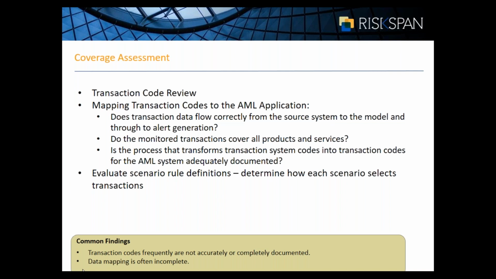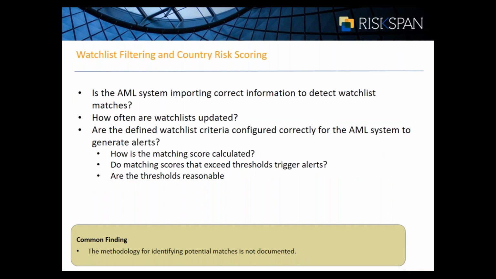The data mapping is often, in fact, most times, incomplete and very difficult to translate. And we typically have to re-engineer data mapping, look at transactions from the production data, and then map it back to different types of product codes and transaction codes to make sure we cover it all. Now we're ready to move on to the next slide where we talk about watchlist filtering and country risk scoring.